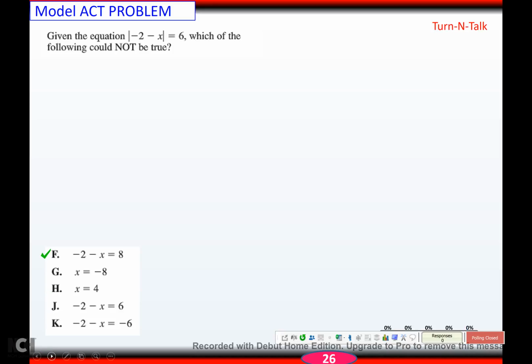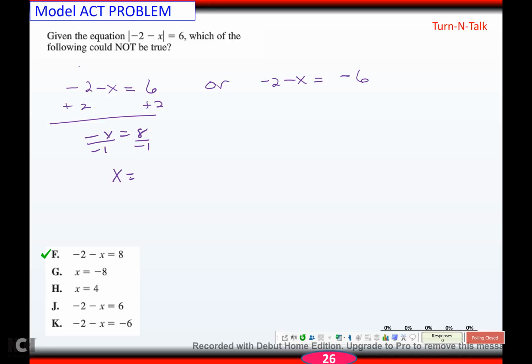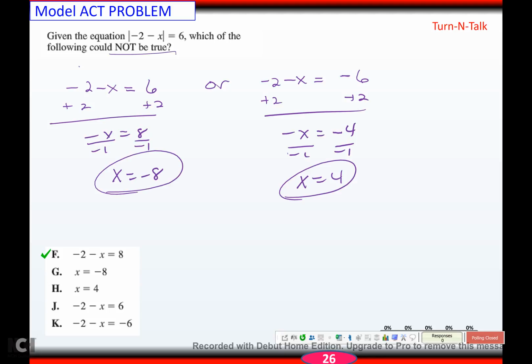Okay, so it says, given the equation, absolute value of -2 minus x equals 6, which of the following could not be true? Well, if you remember, it's drop the bars, drop the equals, keep the sign the same, or drop the bars, drop the equals, and change the sign on the other side. So if I solve both of those, add 2, negative x equals 8, divide by -1, I get x equals -8. Or this one, add 2, I get negative x equals -4, divide by -1, x equals 4. So, which of these could not be true?